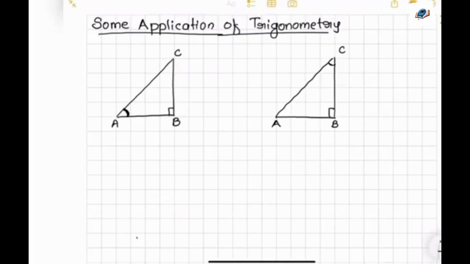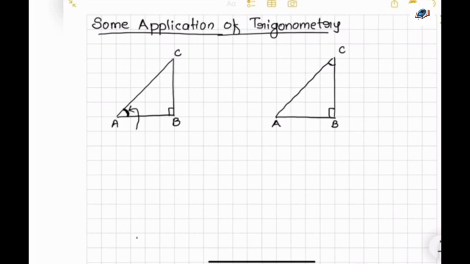This is only possible when a right triangle is there. And here two situations can arise. One is angle of elevation, when the observer is standing on the ground and watching a tower against him. Then this angle is called angle of elevation.